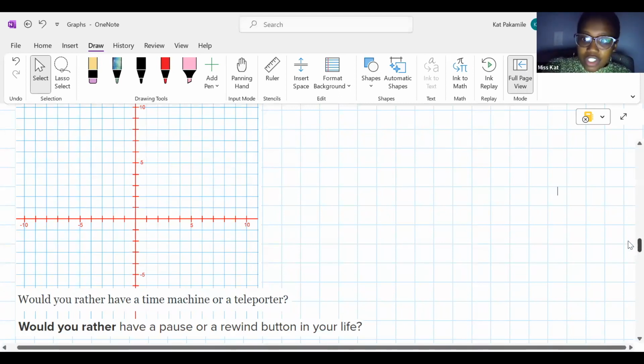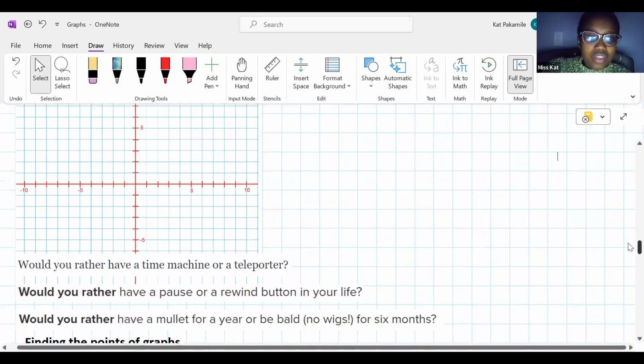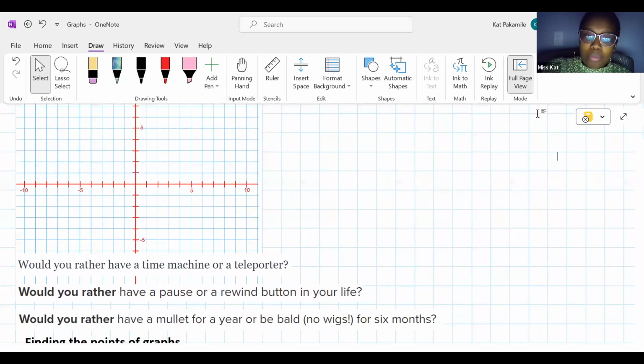Okay, guys, I want to hear what Chichi says about the last one. Would you rather have a mullet for a year or be bald for 6 months? You either have a terrible hairstyle or no hair at all. Chichi. What does Chichi say? A mullet. Chichi ditched me after I asked Chichi an important question. No wigs, guys. You either have a mullet or you have no hair at all. What would you do? Well, let my head shine.